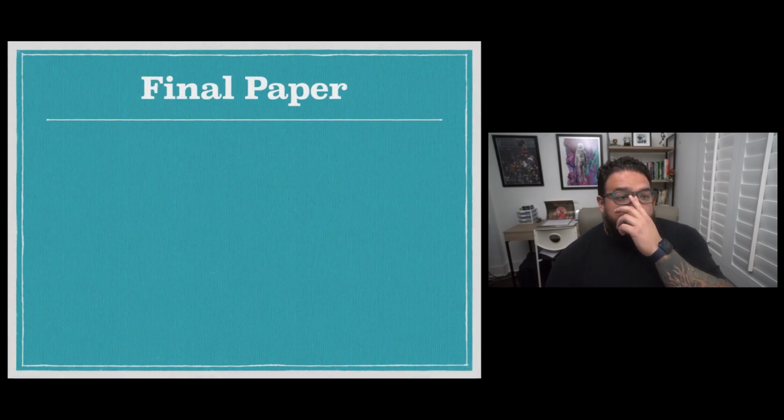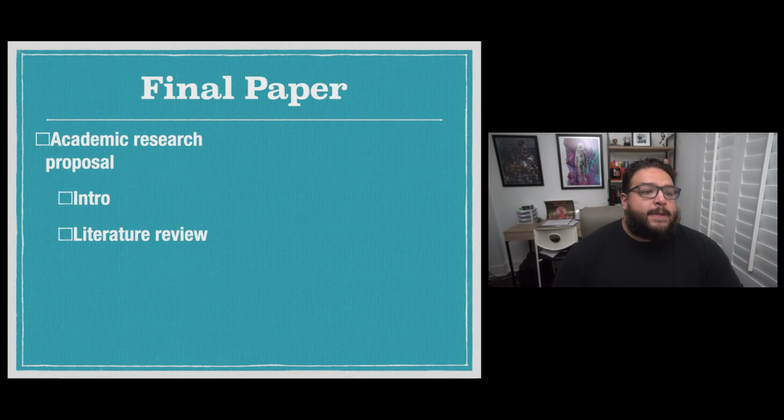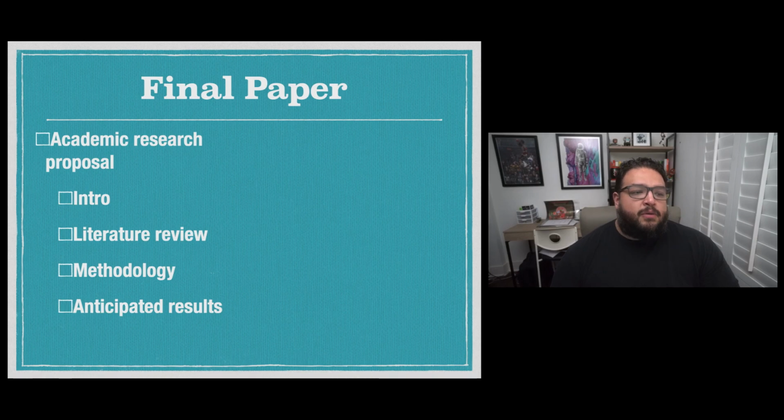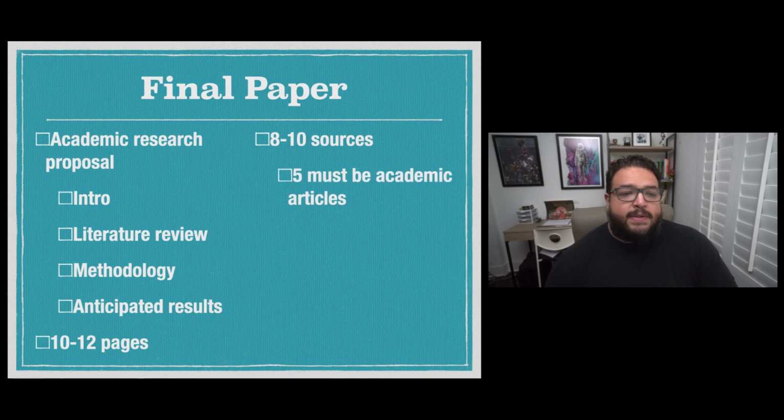So this is what the final paper requirements look like. Intro, literature review, methodology, and what you think your anticipated results are going to be. It needs to be 10 to 12 pages long, 8 to 10 resources. 5 of them have to be academic journal articles. Again, I'm going to put up a video on Blackboard explaining how to find those academic journal articles.